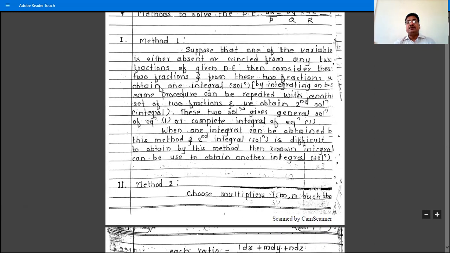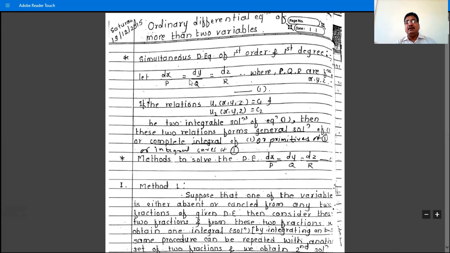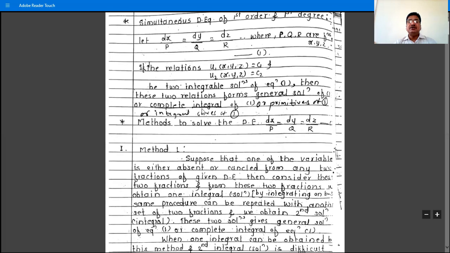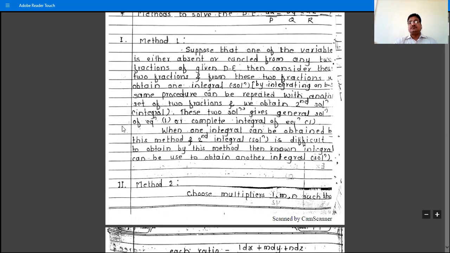Then consider these two fractions, and from them obtain one integral solution by integrating both sides, or by some other procedure. That is, if the equation is homogeneous, non-homogeneous, or a linear differential equation, then apply that procedure and find its solution. If one variable is absent in the two fractions, then the equation becomes an ordinary differential equation in two variables. So by applying the procedure of solving this differential equation, solve it and find one solution, that is one integral.